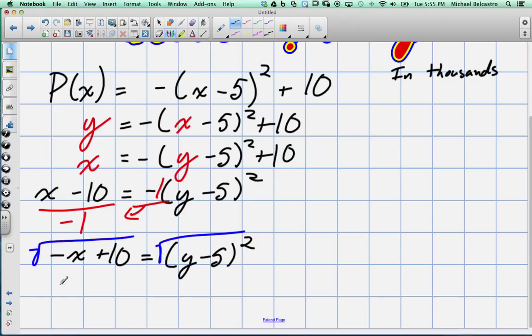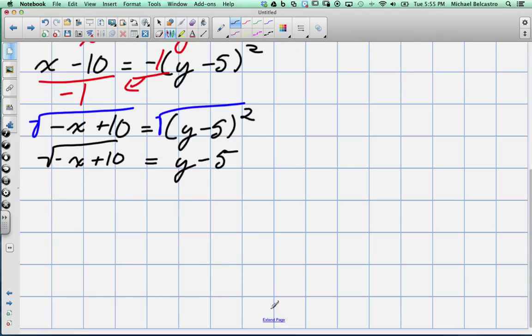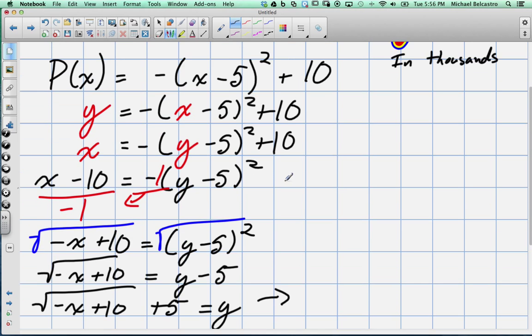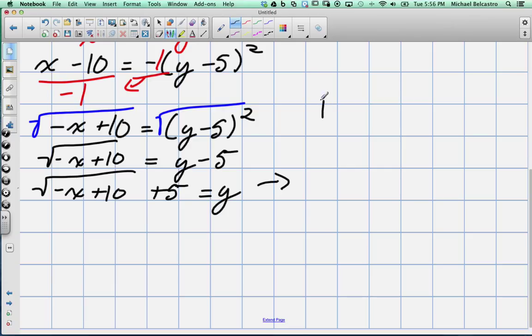So we square root both sides, and we're going to get the square root of -x plus 10 equals y minus 5. And then what does it become in the end? It would be square root of -x plus 10, plus 5 equals our y. Now, I want to rewrite this in my function notation. And remember, my original was a p of x, right? And a lot of times they would say p to the power of -1 of x.